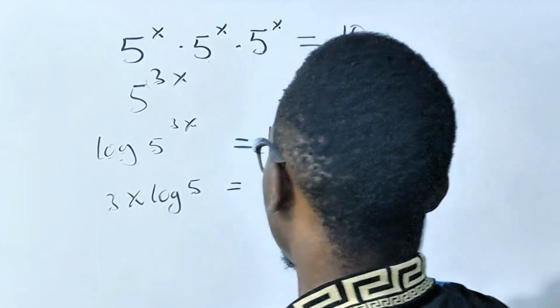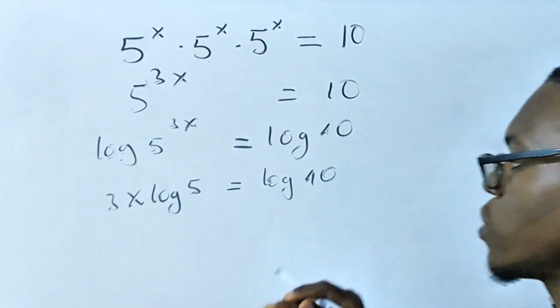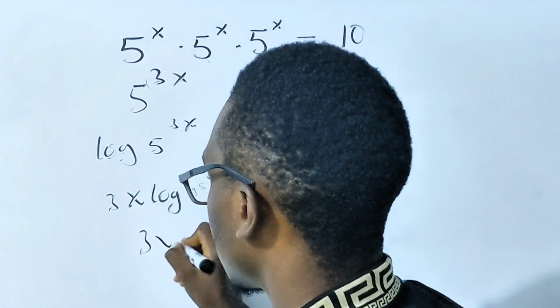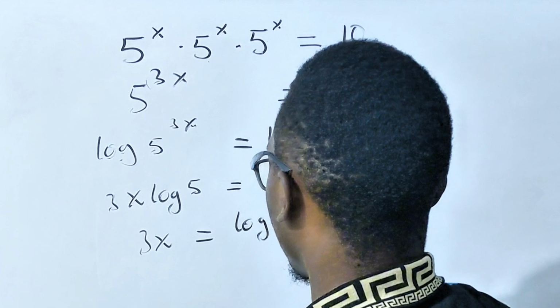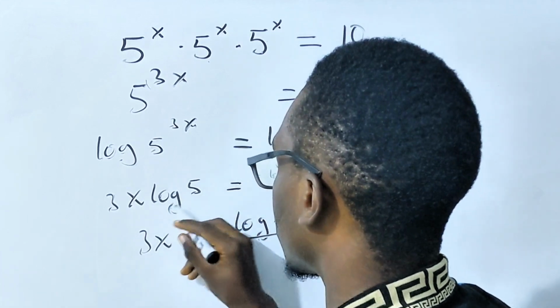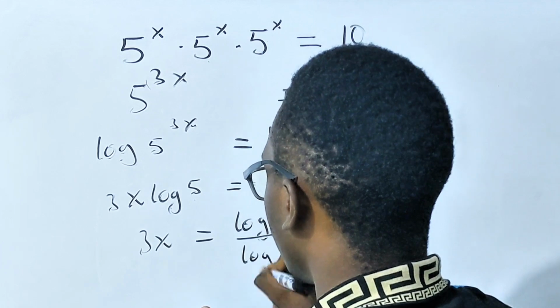We can just proceed with this. We'll just put 1 here, just to have log everywhere. We are going to have 3x is equal to log 10 all over log 5.